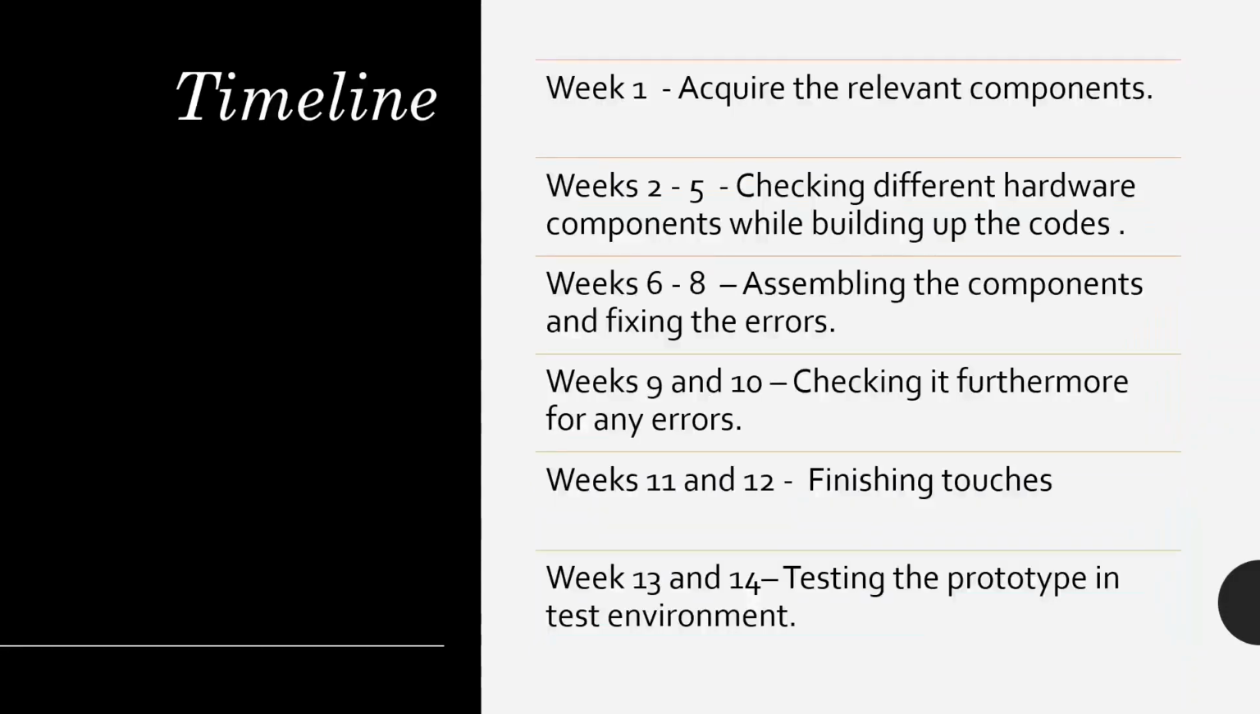Moving on to the timeline, this is how we planned our work through a 14-week period. In the first week, we gathered the relevant components. Weeks 2 to 5 were dedicated to code writing. During this period, we will also learn about our components in more detail. In weeks 6 to 8, we will assemble the components and try to fix any errors we come up with. Weeks 9 and 10 are for further error checking. Weeks 11 and 12 are for the finishing touches, and weeks 13 and 14 are to test the prototype in our test environment.